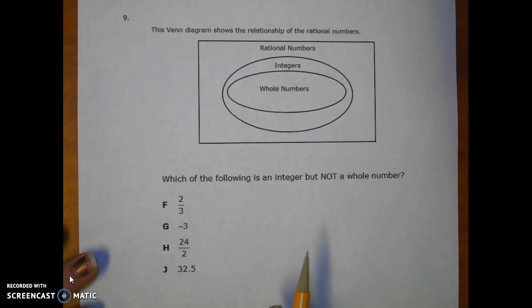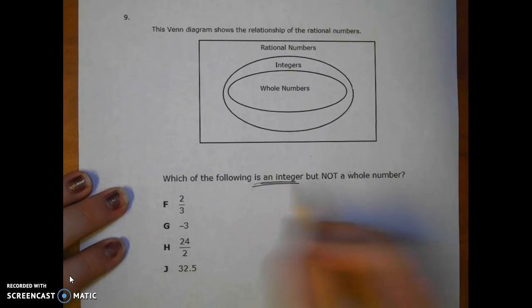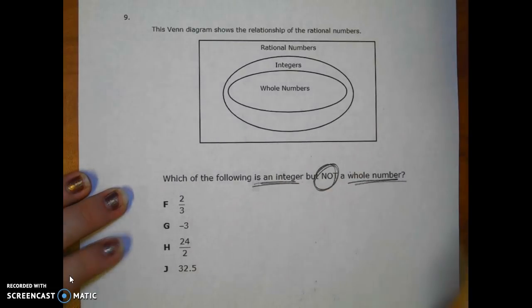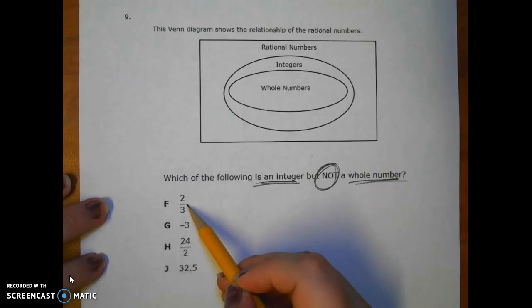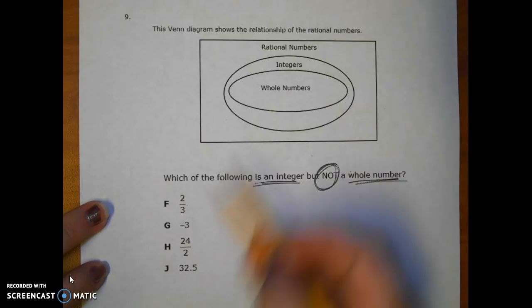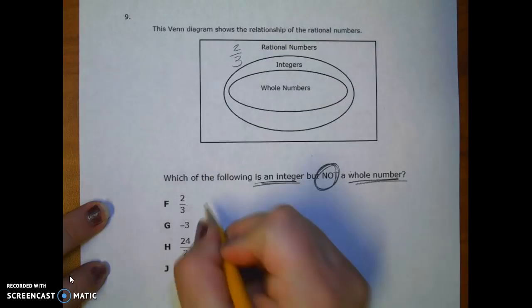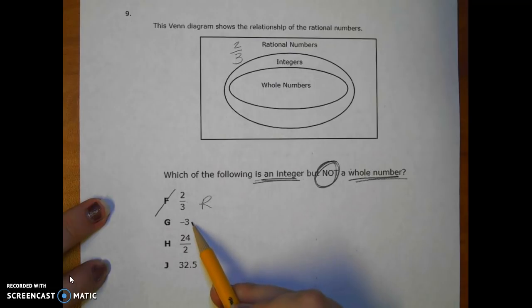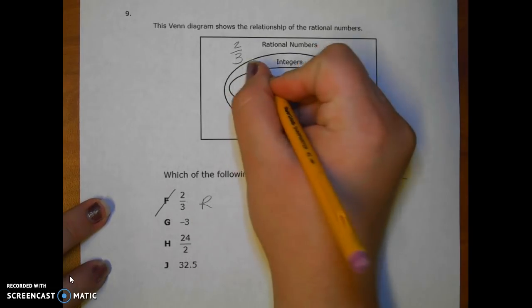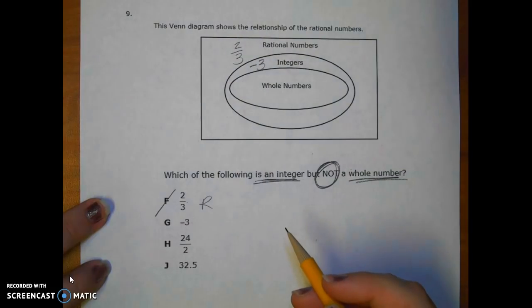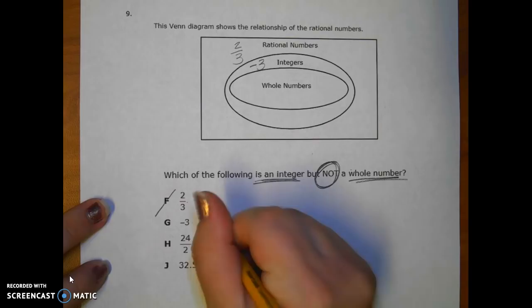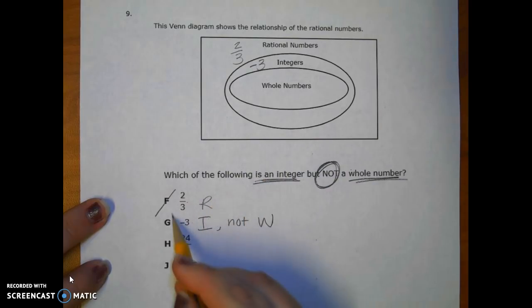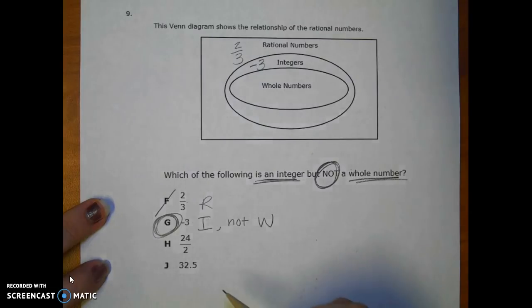The Venn diagram shows the relationship of rational numbers. Which of the following is an integer but is not a whole number? All right, 2/3. That's a fraction, and that's as simplified as it's going to get. So we know that automatically is going to be a rational number. Rational. So that one's not it. -3 is an integer, but it's not a whole number because it's negative. So that is an integer, not a whole number. So G, that is our answer. But let's go ahead and check these other ones as well.